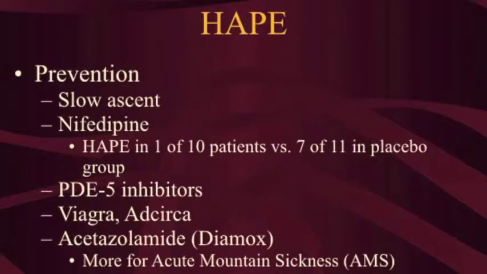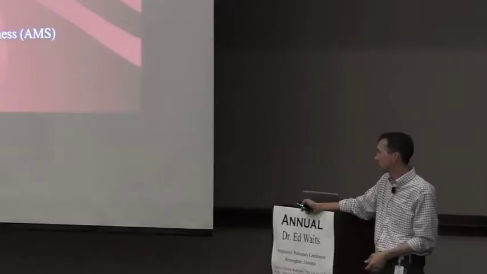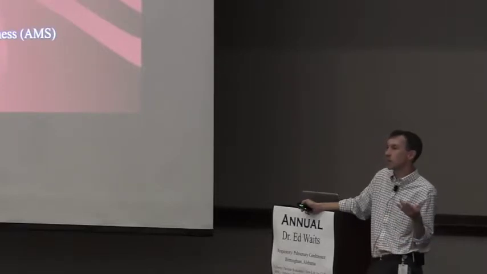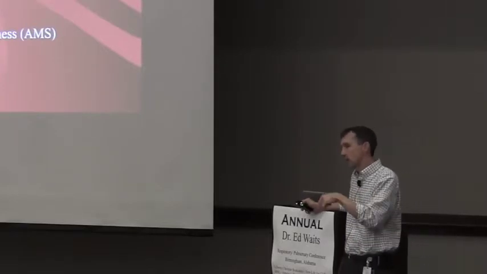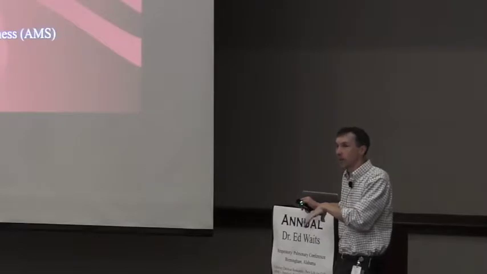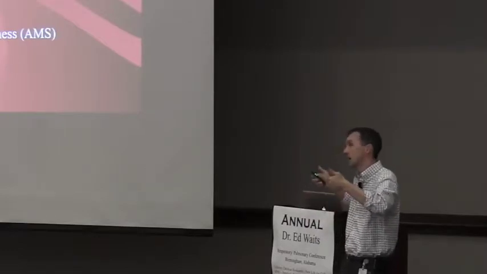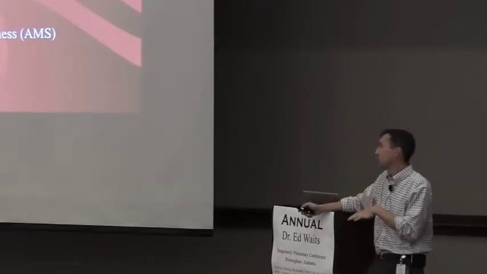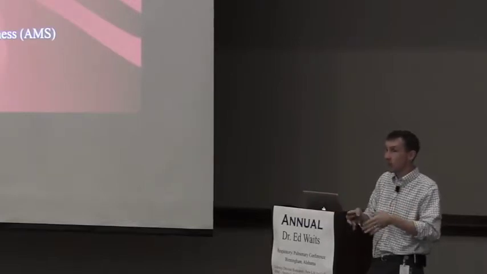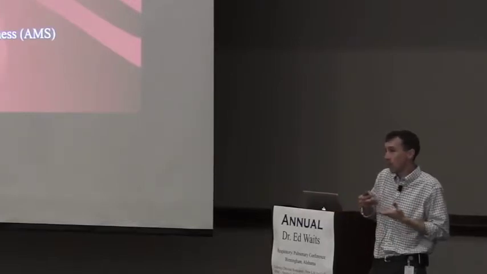Also acetazolamide or Diamox. It makes sense that it would help with pulmonary edema because it's a diuretic and it reduces fluid. But it's really more to prevent this acute mountain sickness, which is a very, very light version of a lot of these things. Most diuretics make you urinate out acid, and so you tend to retain bicarb. Diamox is the opposite of that. Diamox makes you urinate out bicarb, and you're left with more acid.